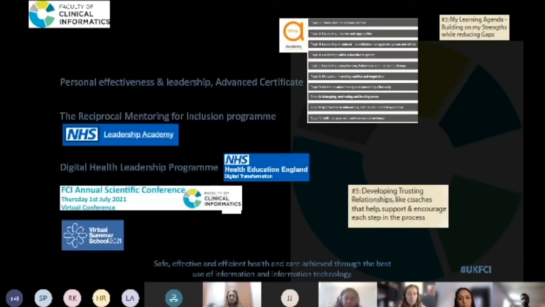So the next steps for me, I'm currently doing an advanced certificate in personal effectiveness and leadership with the HFMA. I'm hoping to be part of the Reciprocal Mentoring for Inclusion program, which is an NHS Leadership Academy initiative that our trust has been successful for in their application.